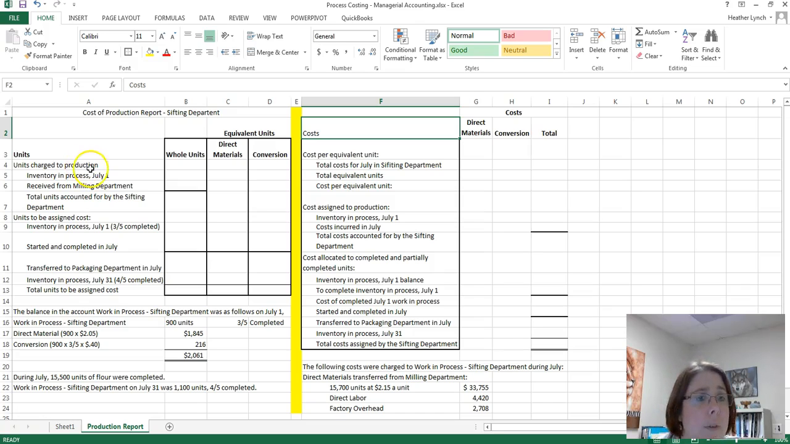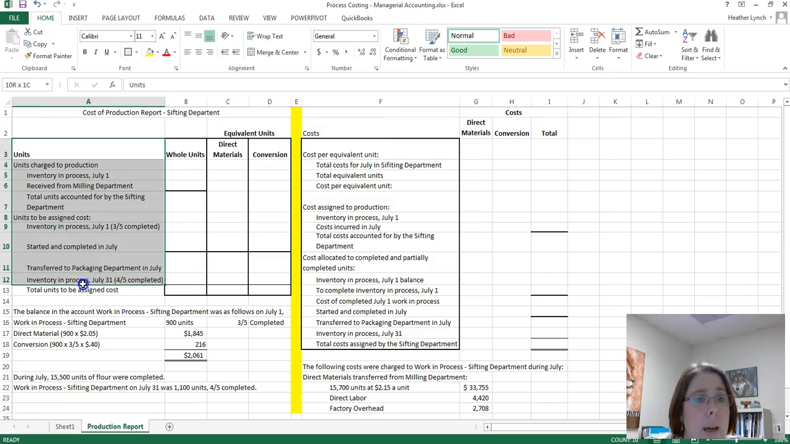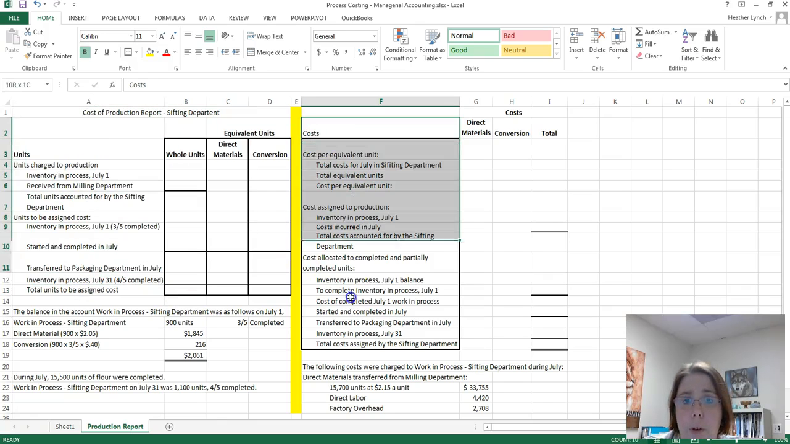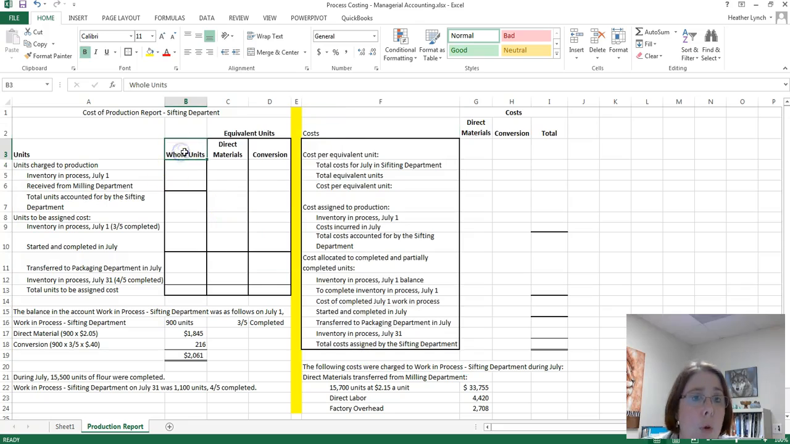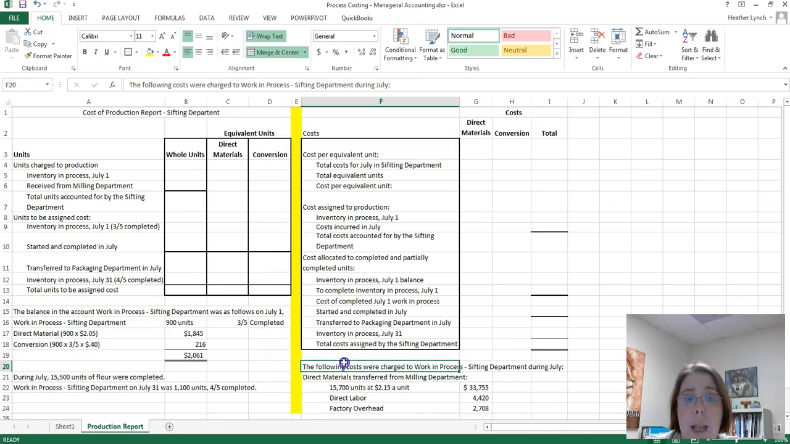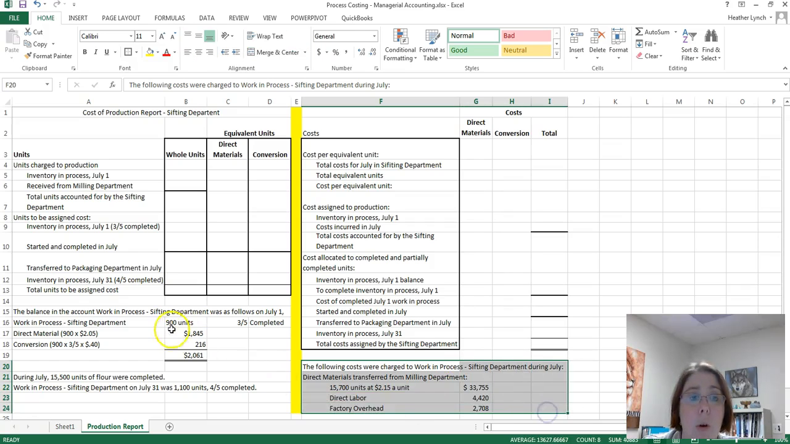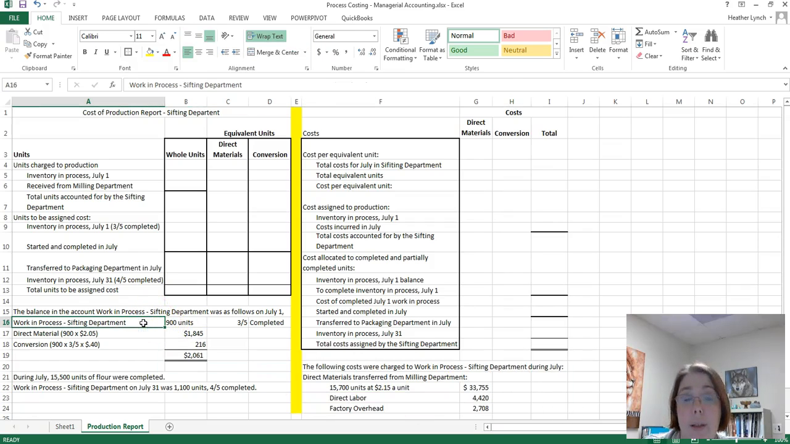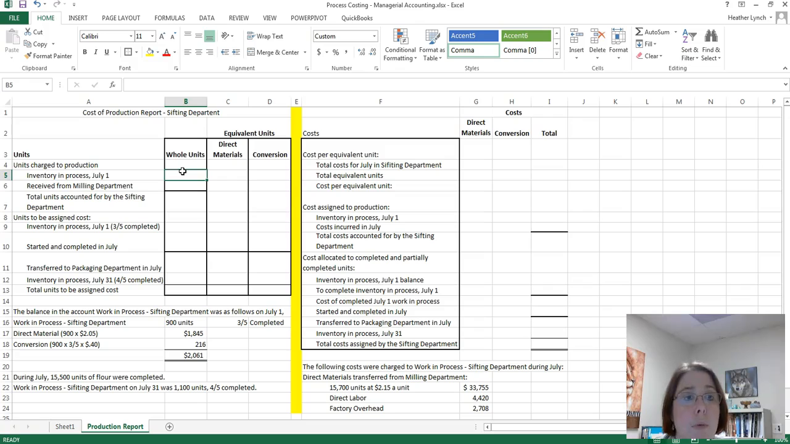So I went ahead and pre-filled in the account titles for every section. We have our whole units, our direct materials, our conversion, and then we have our information. They've given us information here that we're going to wind up using every little bit of. Like I said, we have to start with units, so let's go ahead and do that. Inventory in process as of July 1st.